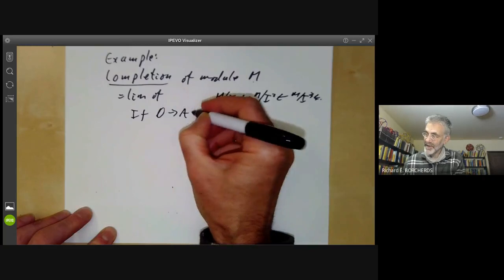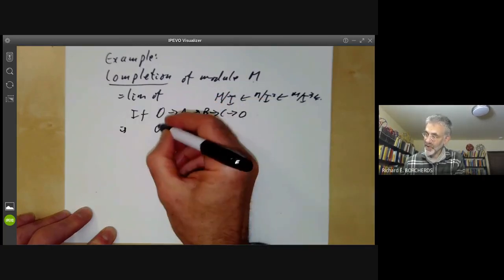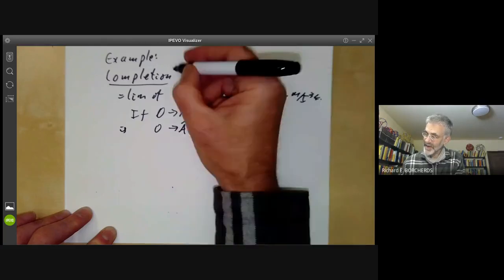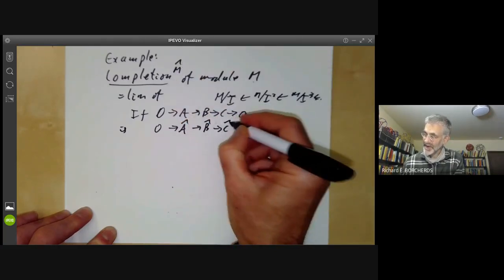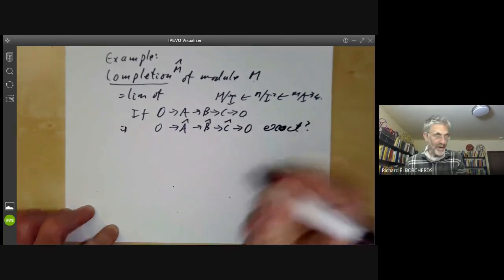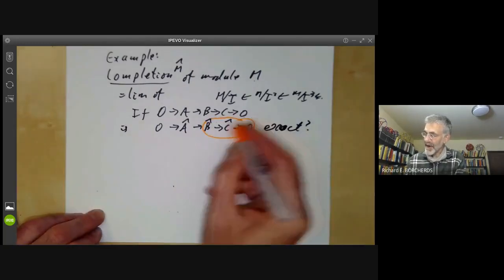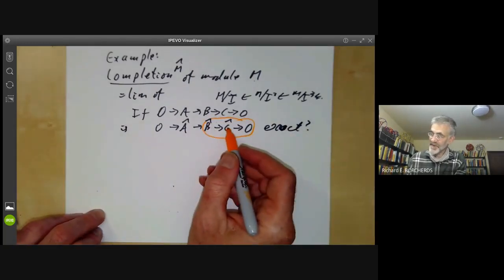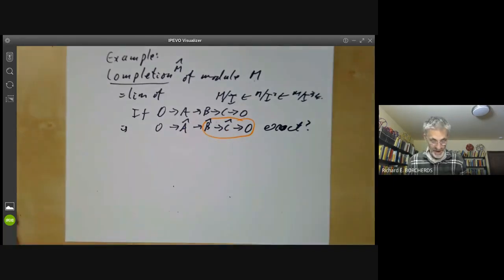So a particular special case of a limit is a completion, and we want to know if 0 goes to A, goes to B, goes to C, goes to 0 is exact, is the completion 0 goes to A hat, goes to B hat, goes to C hat, goes to 0 exact? The answer is it's exact, except possibly the map from the completion of B to the completion of C may not be surjective, and we want to find conditions under which it is surjective.